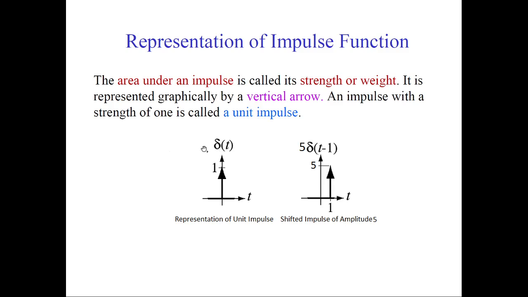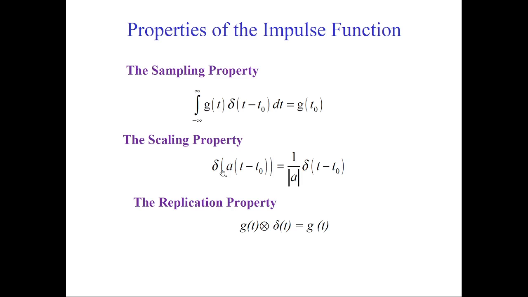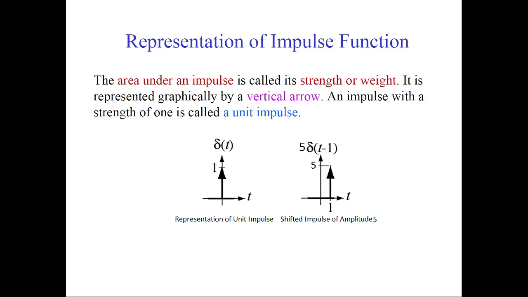This is represented by del of t. The arrow represents its amplitude. Normally it is represented as 1 over here, and its area is infinite. Keep in mind, its area is infinite over there.